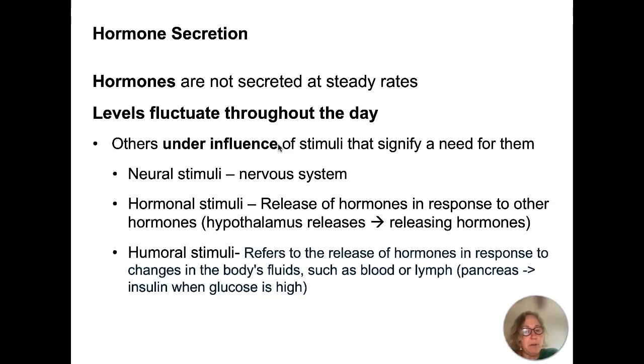Humoral stimuli refers to the release of hormones in response to changes in the body's fluids, such as your blood or your lymph nodes. So this is like your pancreas saying, hey, there's a ton of glucose. Glucose is high. Let's release, then the insulin is released, and then you're storing things as glycogen. Yes? Okay. So those are three types: neural, hormonal, humoral.